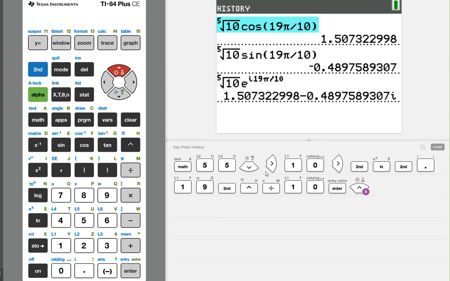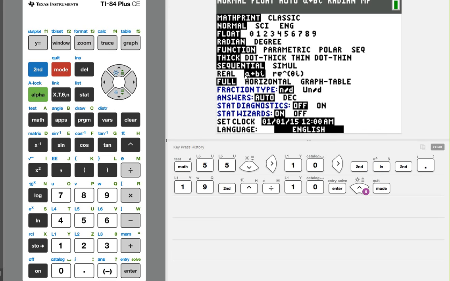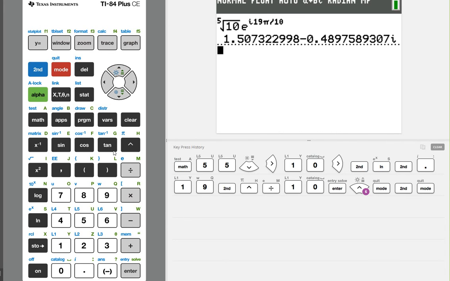I think the big thing that you are going to need to do if you wanted to do this is change your mode from real to a plus bi. That's going to allow complex numbers there for you. All right, pretty cool.